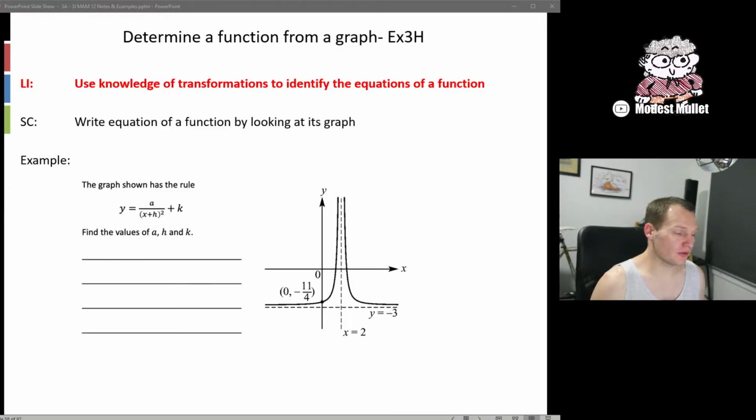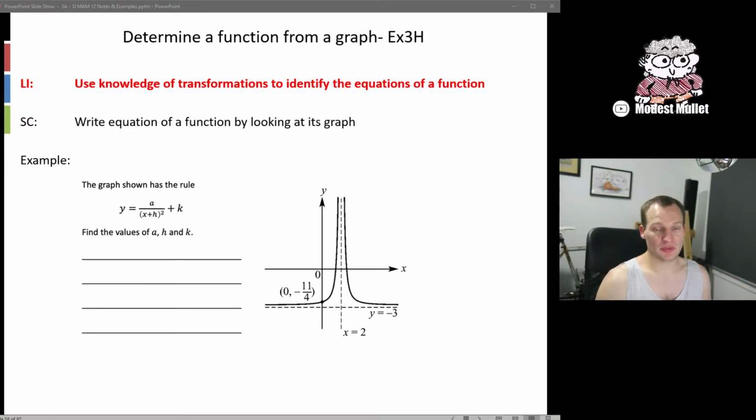So our learning intention for this topic is to use our knowledge of transformations to identify the equations of a function. And success criteria that we could judge that by would be write an equation of a function just by looking at its graph, if we're given enough key information, or also we could be told a couple points the graph goes through and use those points to find the equation of the graph. There's an example there.